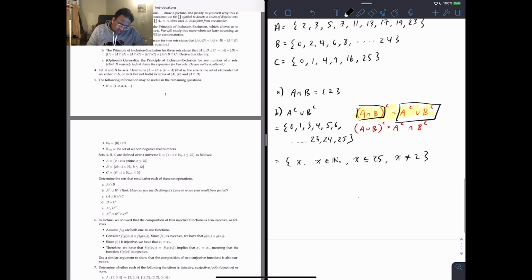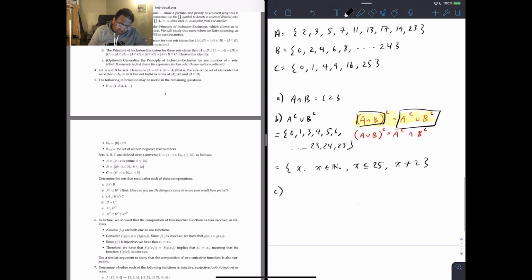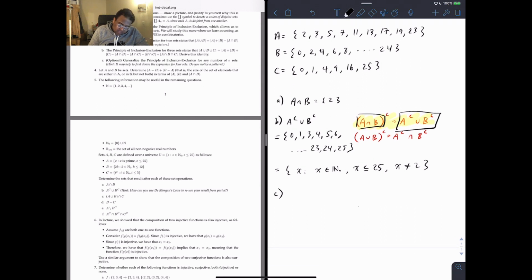Now let's take a look at C. We want to find the union of A and B and intersect that with C. So first let's find the union of A and B. Well, that's going to be the set of all numbers that are prime or even, but we notice C is a much smaller set, or list. It's just 0, 1, 4, 9, 16, and 25.